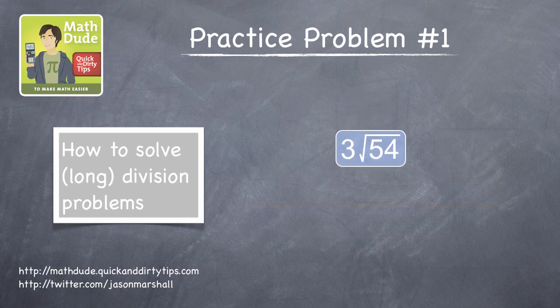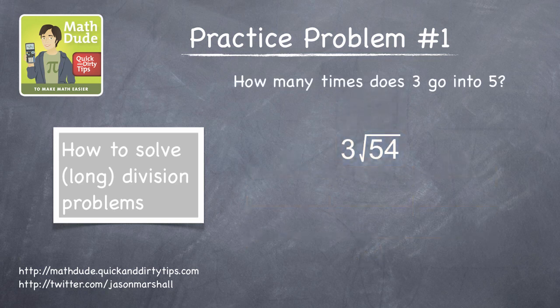Okay, long division. Here's the algorithm. Start with the question, how many times does 3 go into 5? In other words, what's the biggest number we can multiply by 3 and have the answer be less than 5? Well, it's 1, since 1 times 3 is 3, which is less than 5, and 2 times 3 equals 6, which is greater than 5.